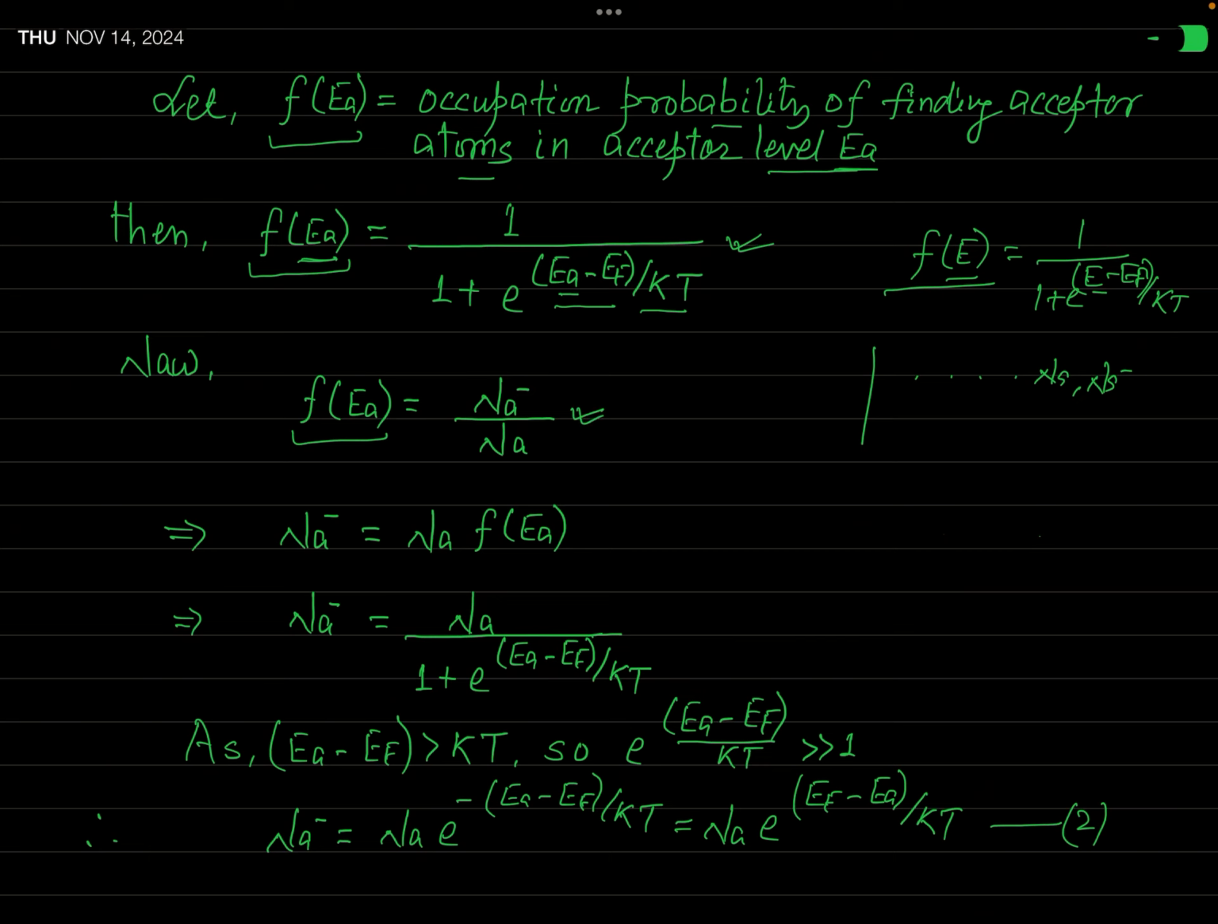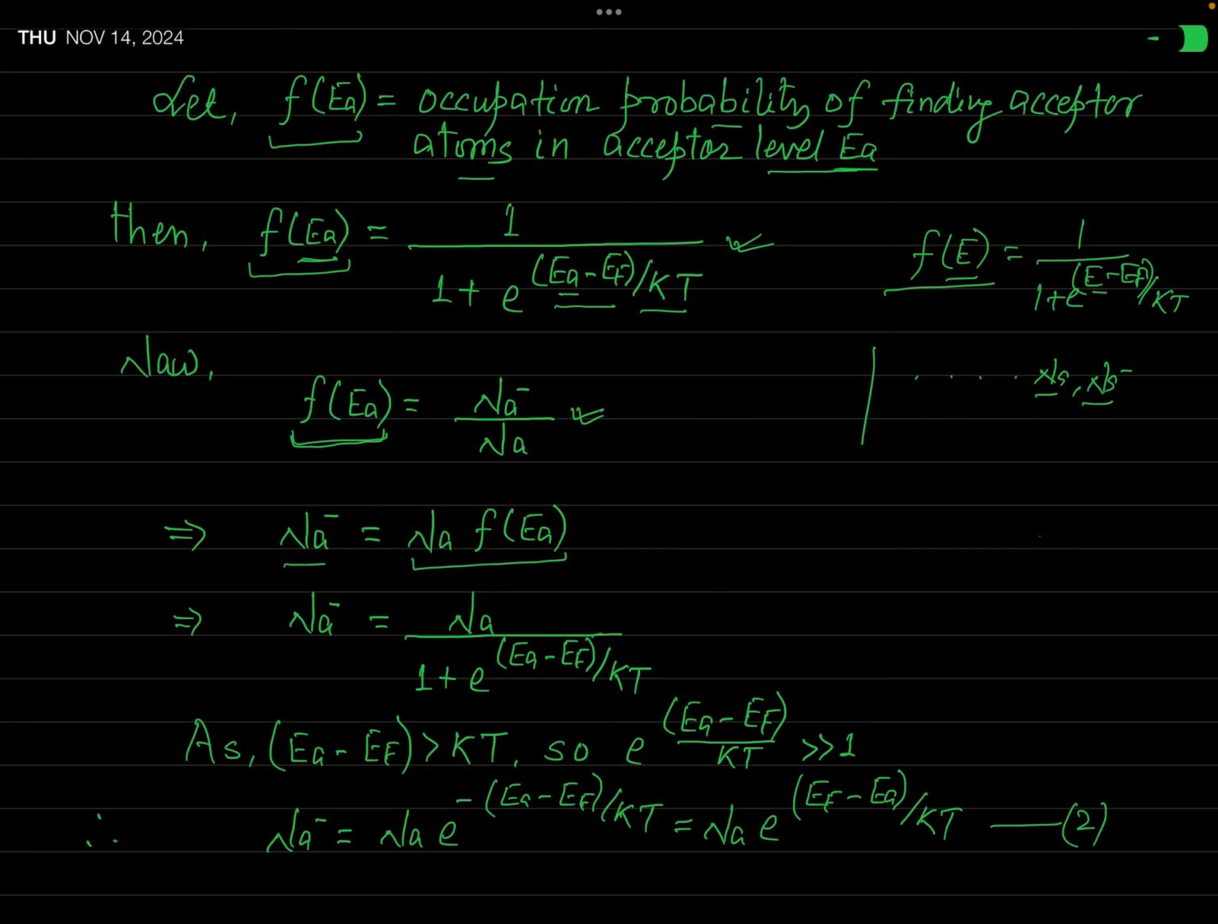For example, when we toss a coin, the probability of head is 1 by 2, and the probability of tail is also 1 by 2. Why? Because the possible events are 2, but the actual event that takes place is 1. Like that, there are total Na atoms, and Na minus has been ionized. So when you divide Na minus by Na, you get this Fermi-Dirac distribution function, or occupation probability. So Na minus will be given by Na times F of Ea.